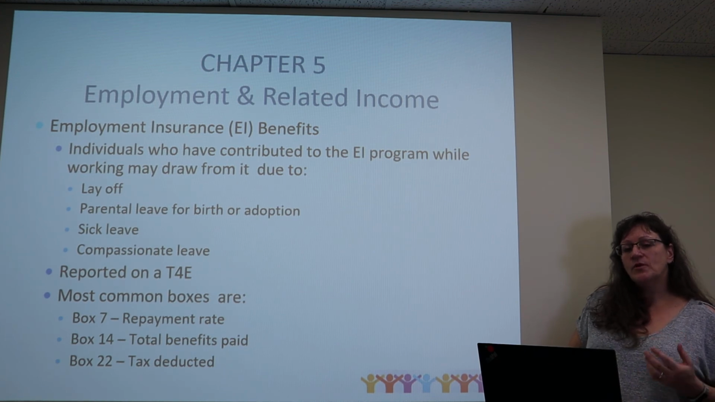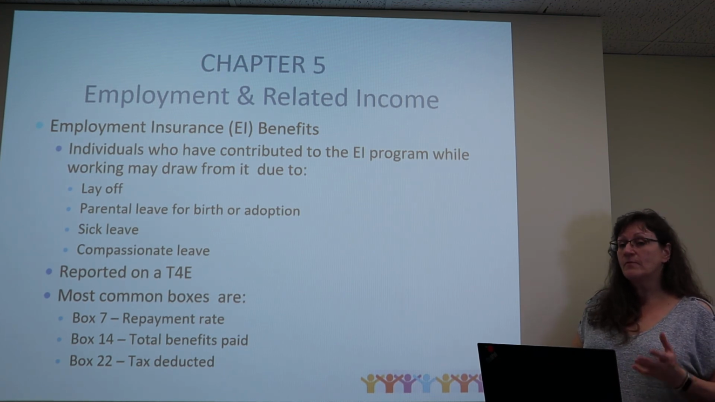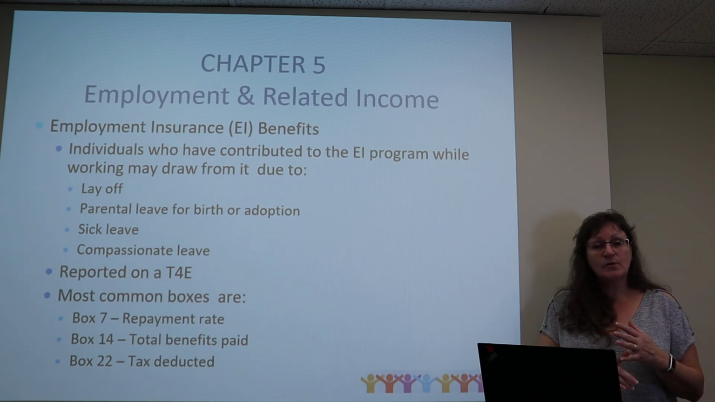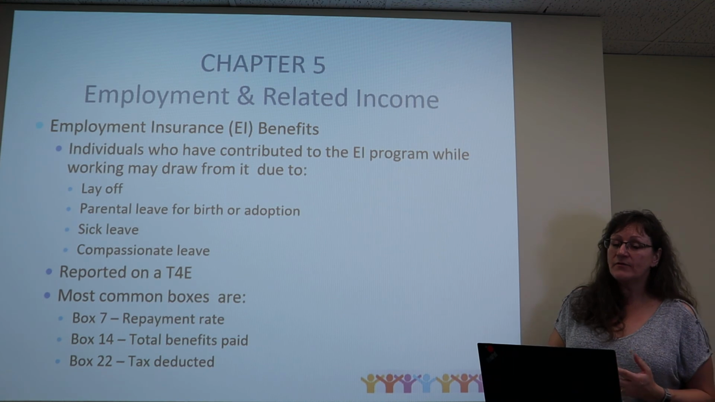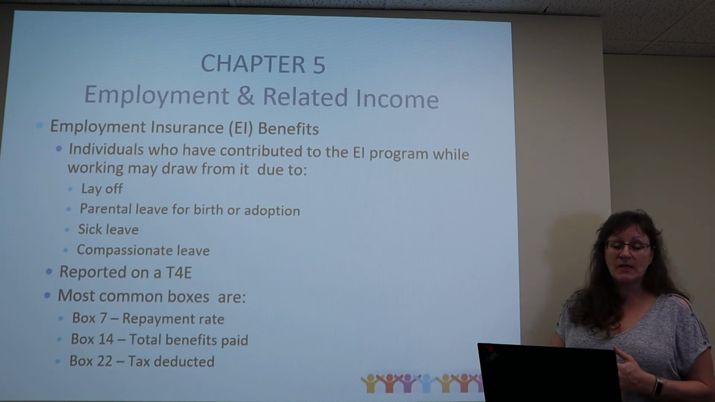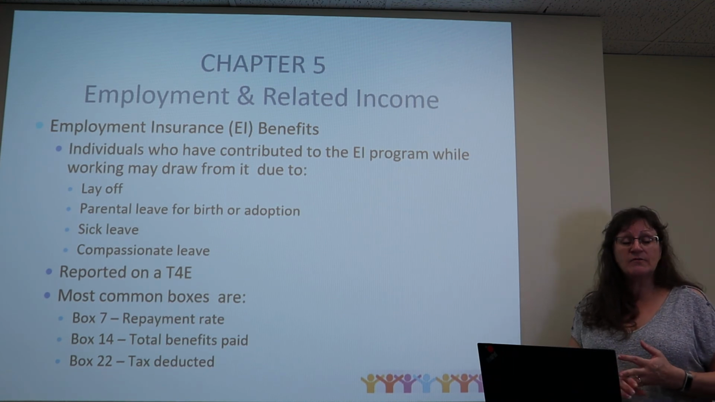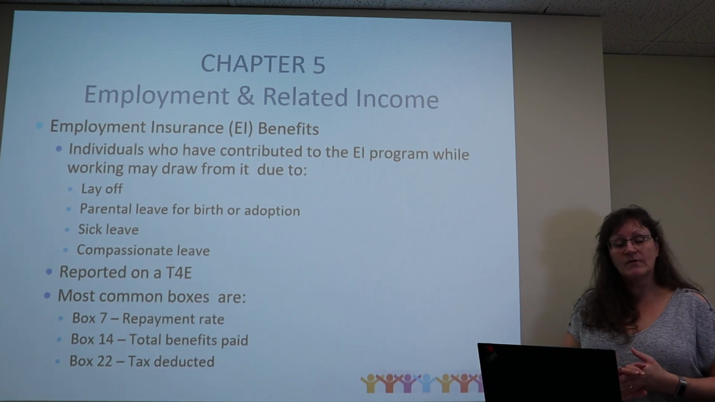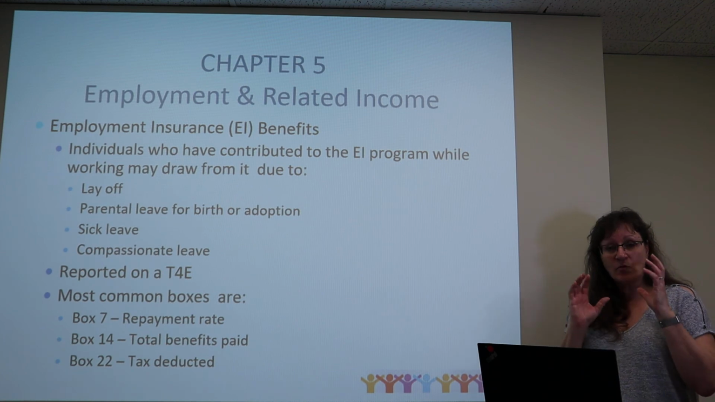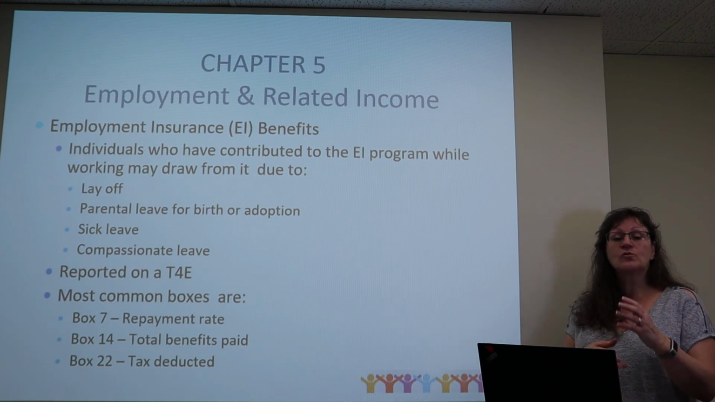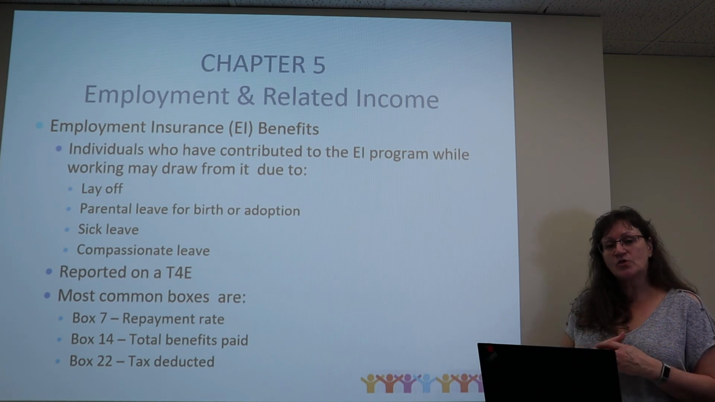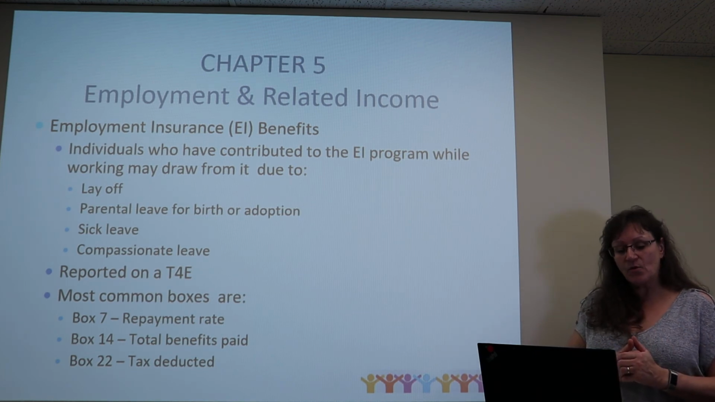So employment insurance benefits could come from multiple different programs within the EI category. So it could be you were receiving it as a result of layoff. It could be that it's come as a result of being on maternity or paternity benefits. It could be because of sick leave, or it could be compassionate leave. So whether you are receiving benefits from one of those different programs or from several of them over the course of the year, the total amount is going to be shown on a T4E, reported in box 14, total benefits repaid.